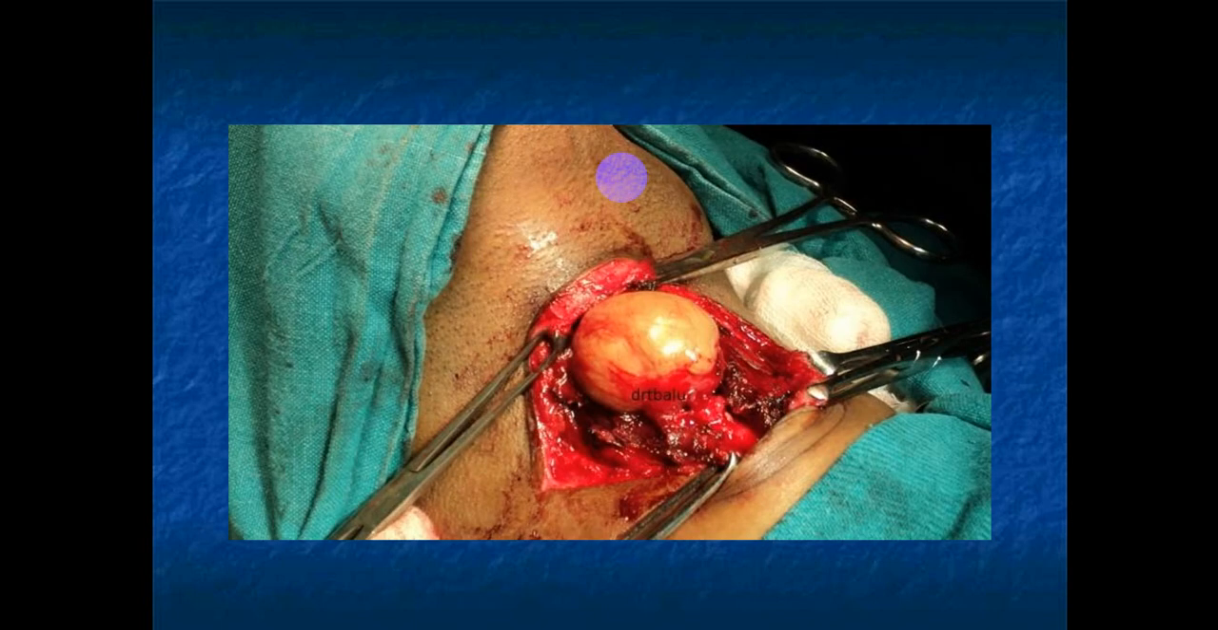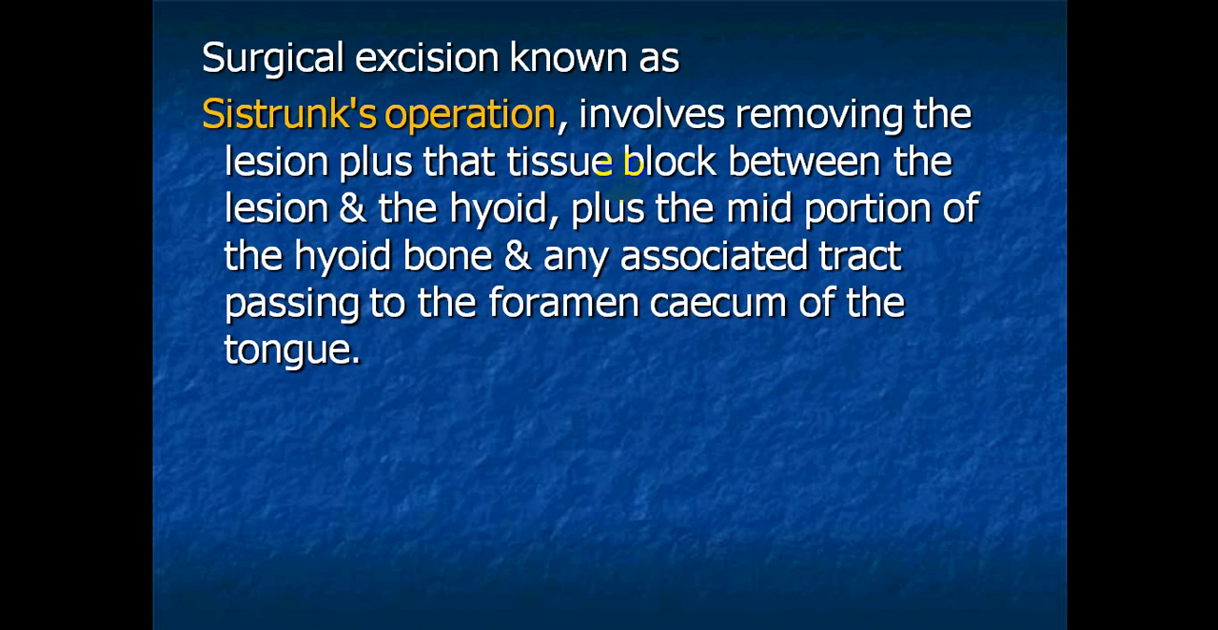This is a Sistrunk operation. It involves removing the lesion plus the tissue block between the lesion and the hyoid, plus the mid portion of the hyoid bone, and any associated tract passing to the foramen cecum of the tongue.